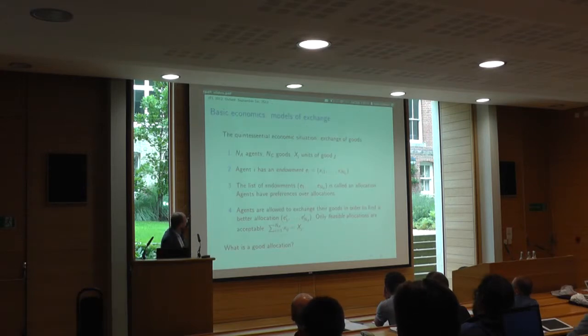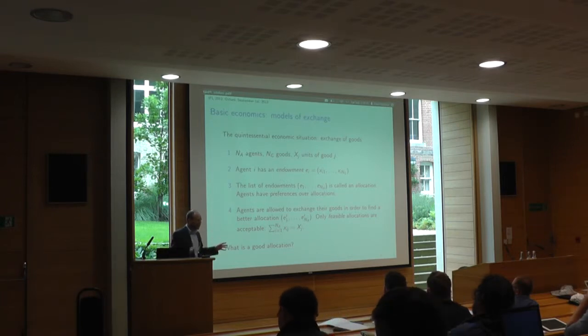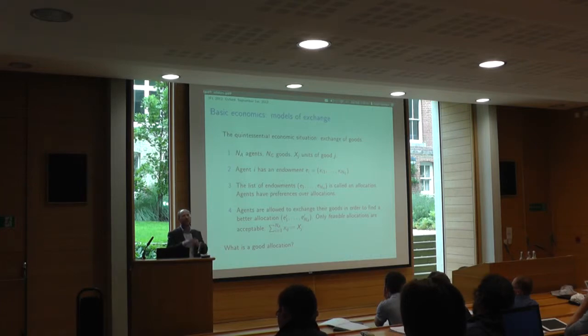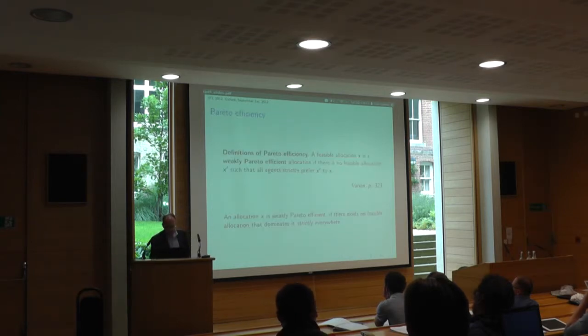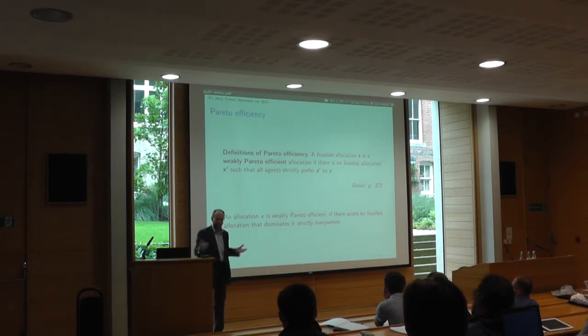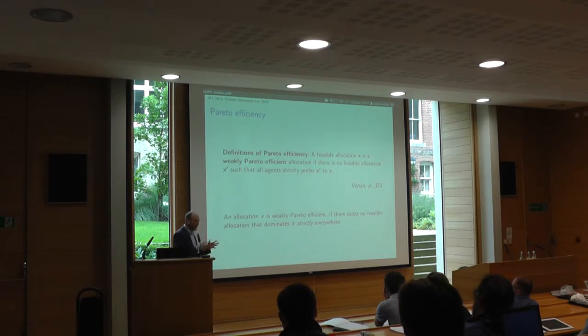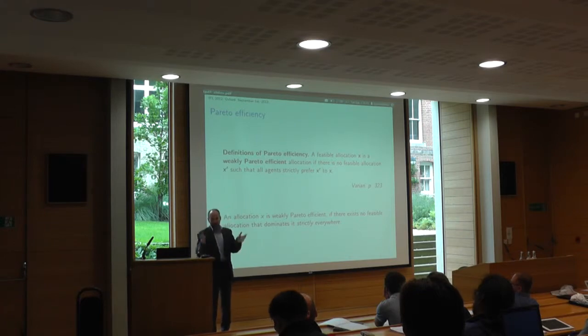So this is the formalization of this situation. This is the main simple model of economics, right? Models of exchange. Many agents, many goods, they trade to get a better allocation. They start from an initial allocation, which means each agent has some endowment, and they trade to get a better allocation. So, logically speaking, they are going to keep on trading if there's an allocation that is better for everybody. So what we expect from an allocation when we see that no more trading occurs is that there is no allocation which is better for everybody.